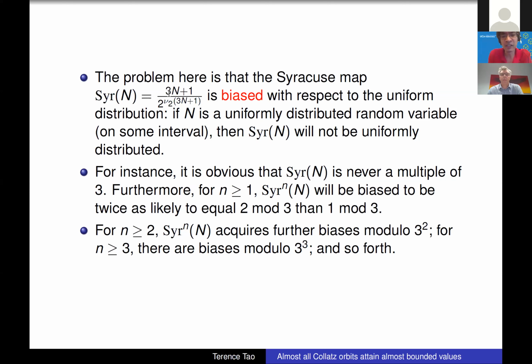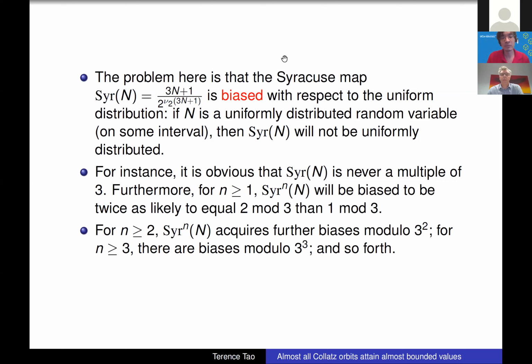And there's a slight variant of this. It also has some other distortions mod 3: it turns out that it's twice as likely to be 2 mod 3 than 1 mod 3. And the reason is that geometric random variables are twice as likely to be odd than even. So even after applying it just once, you pick up a bias mod 3. It turns out if you iterate 2 times or more, you pick up another bias mod 9, 3 squared, and then you pick up another bias mod 3 cubed, and so forth. So every time you iterate, you accumulate more and more biases, but you only see them modulo powers of 3.